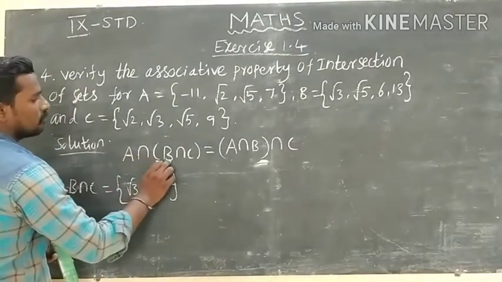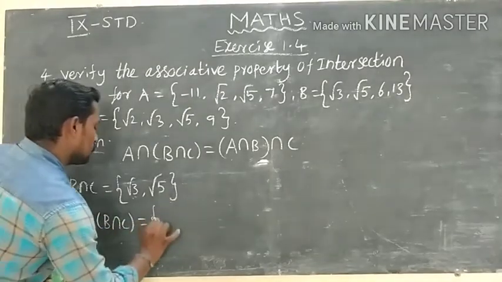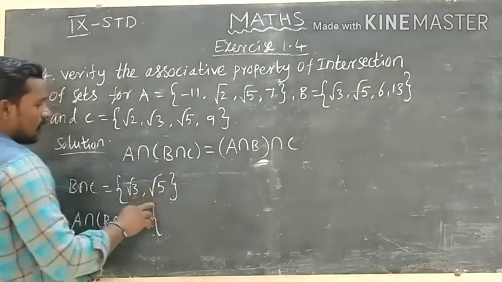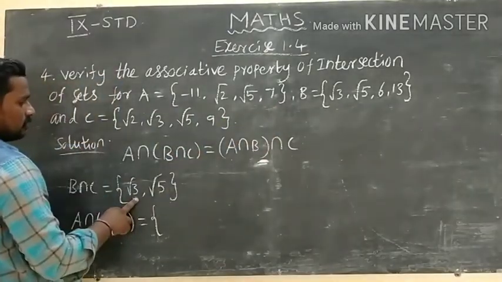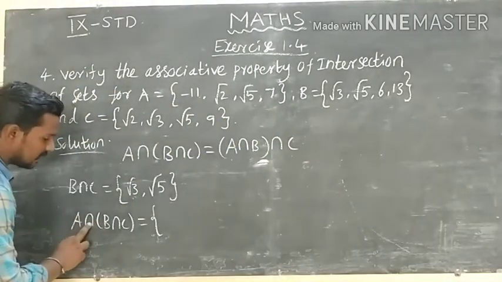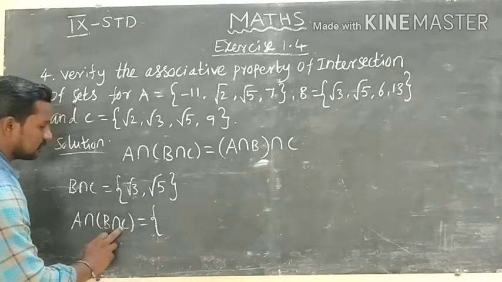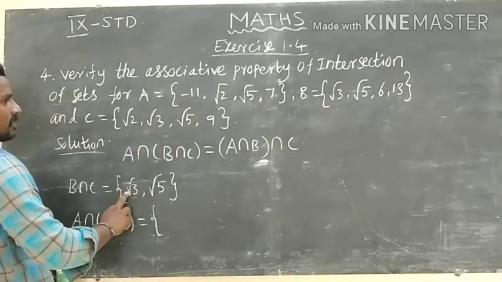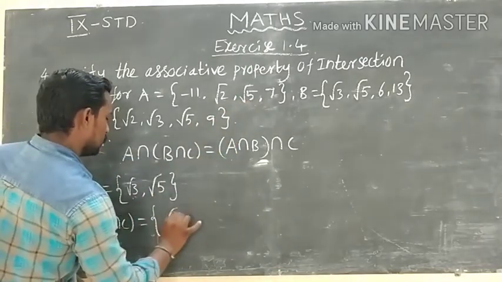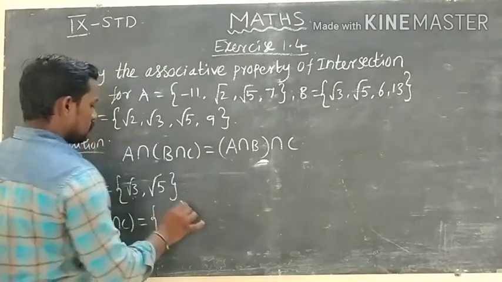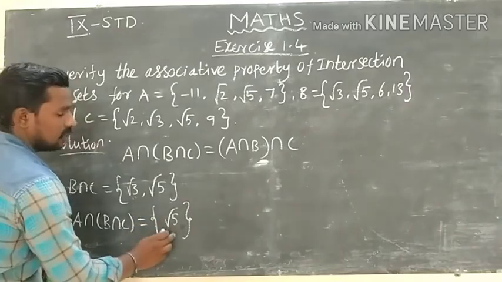Then find A ∩ (B ∩ C). Now compare A and B ∩ C, and write only the common elements. Minus 7 does not appear, minus 2 does not appear, minus root 5 is not there, root 5 is there, then 7 does not appear. So the set is {root 5}. This is the name of a singleton set.